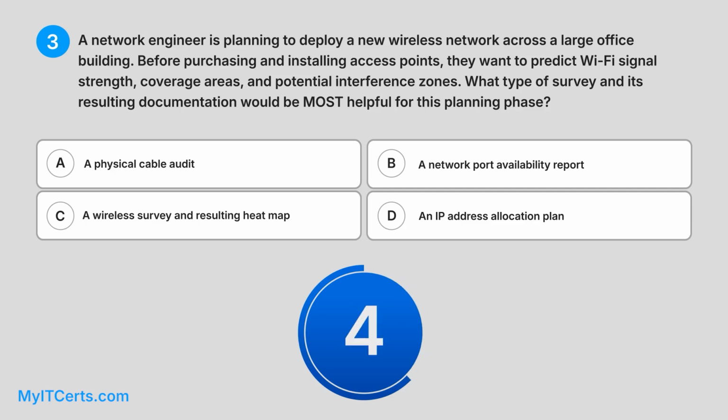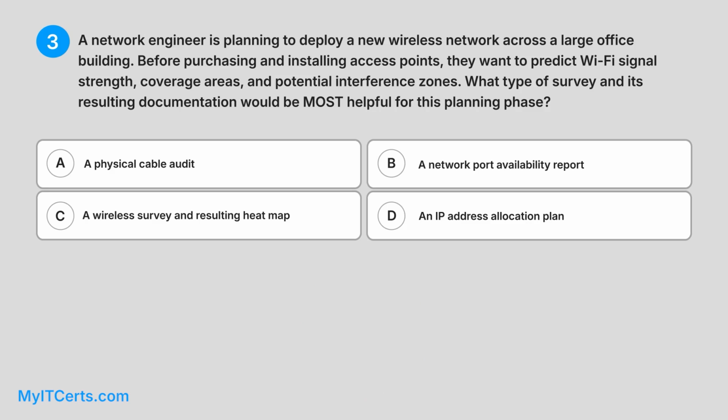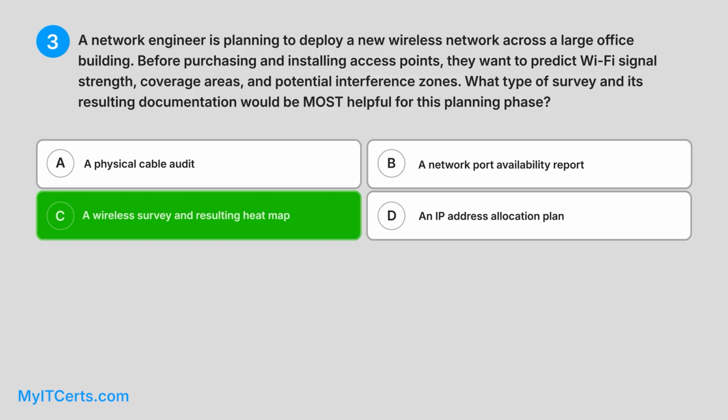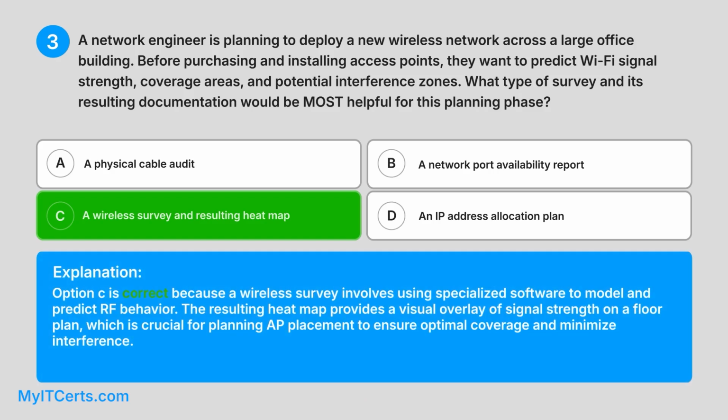Can you guess the answer? Correct answer. C. A wireless survey and resulting heat map. Explanation. Option C is correct because a wireless survey involves using specialized software to model and predict RF behavior. The resulting heat map provides a visual overlay of signal strength on a floor plan, which is crucial for planning AP placement to ensure optimal coverage and minimize interference.